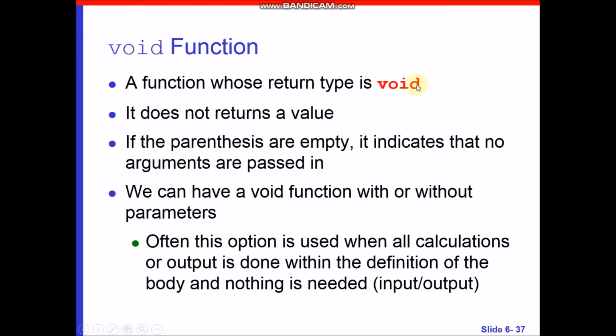So in the value returning function, you will have the data type, for example, double and the name of the function, and you also can have int and the name of the function. But in the void function, you will have the void and the name of the function.